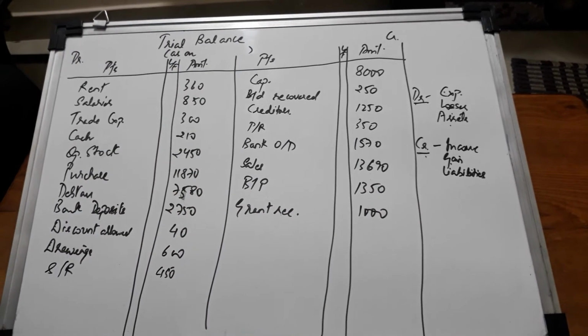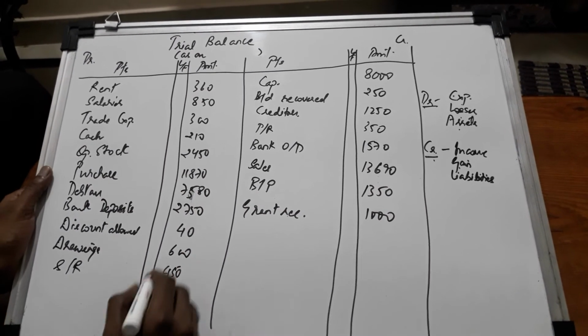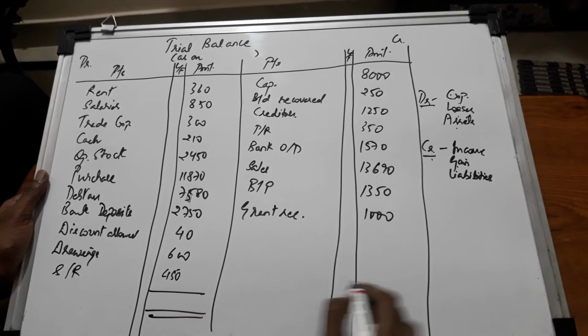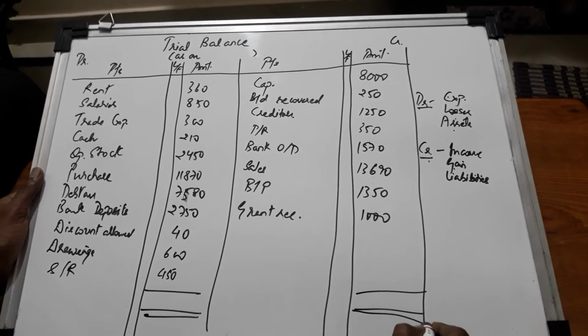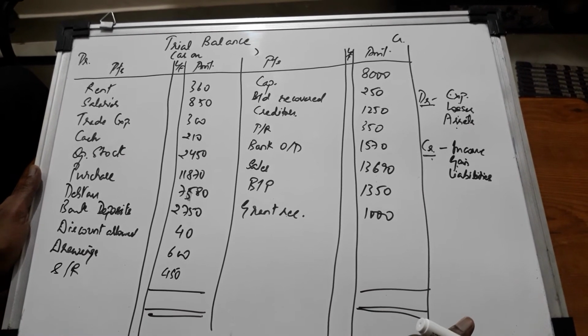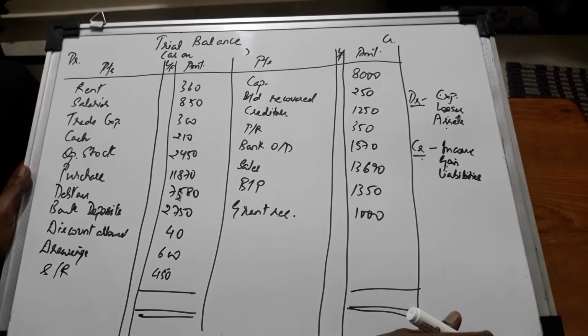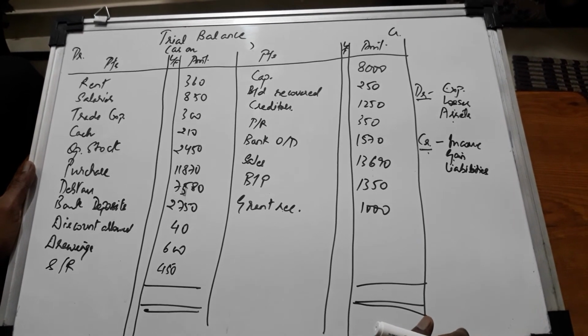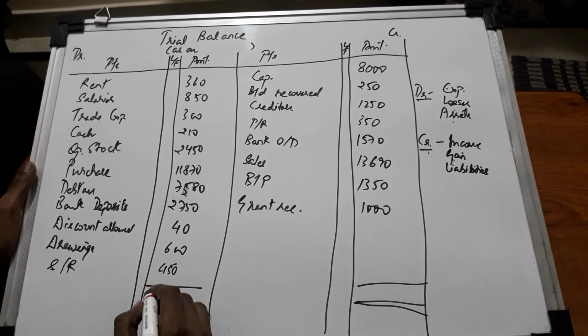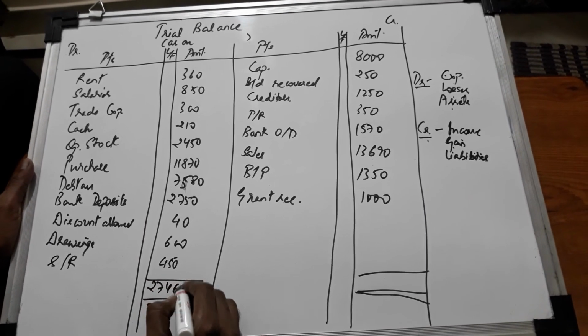At last, we are going to tally the trial balance. It must be tallied if all the items are correctly placed into the debit and credit side. The total of the trial balance comes to rupees 27,460.